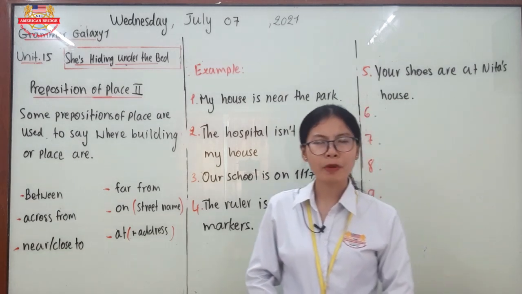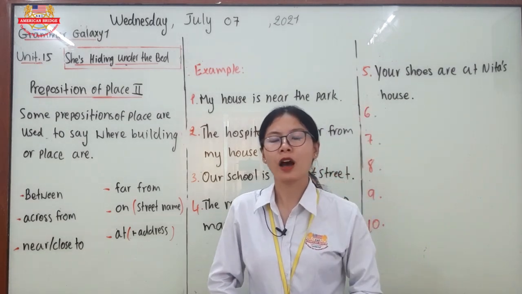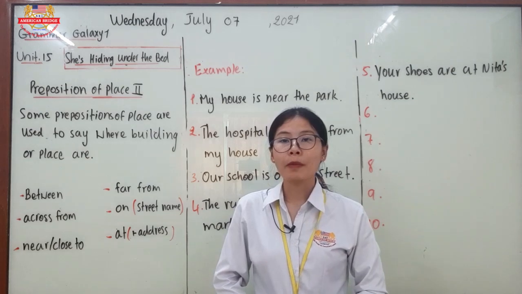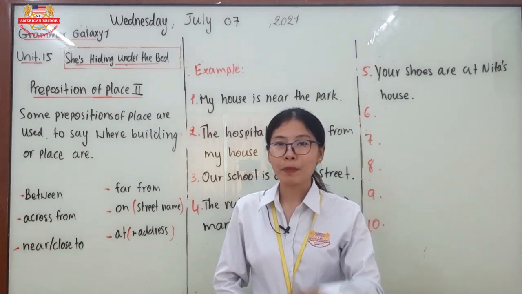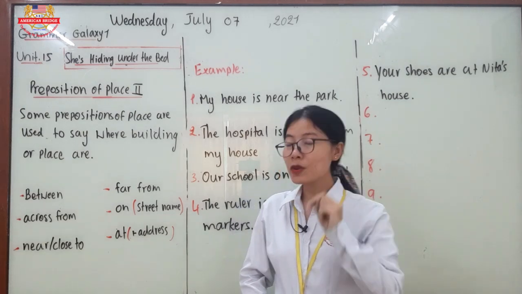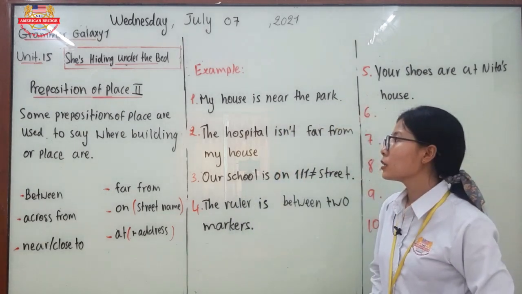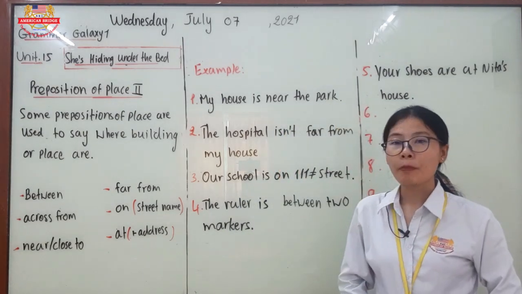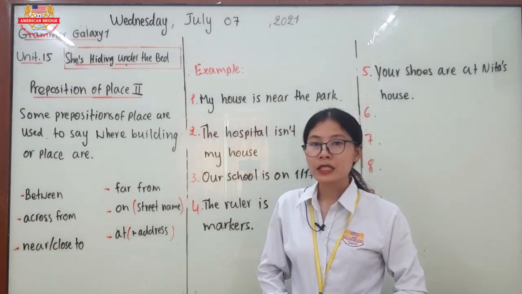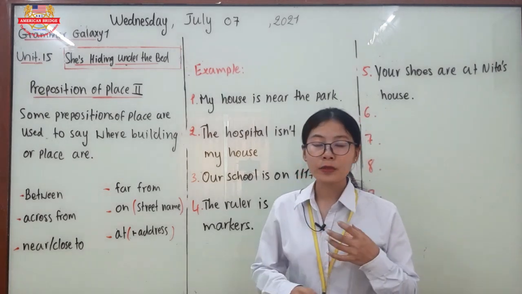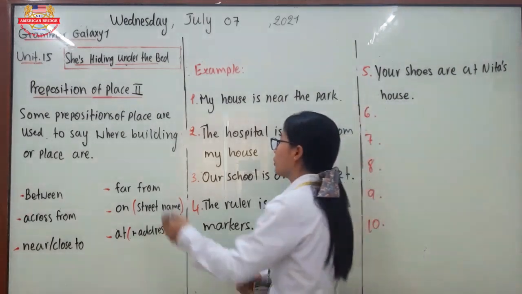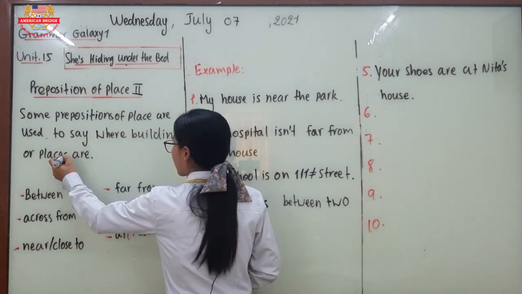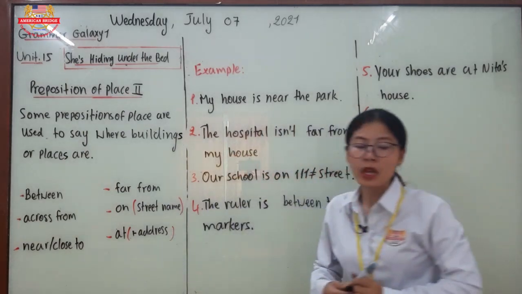So preposition of place, you have learned about part 1 already, that we talk about what? That we talk about where people or things are. Today you are going to learn about part 2. Part 2 about what? About where buildings or places are. Because we use "are" with places.